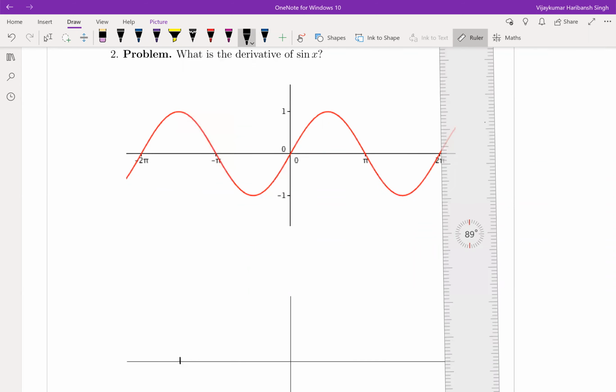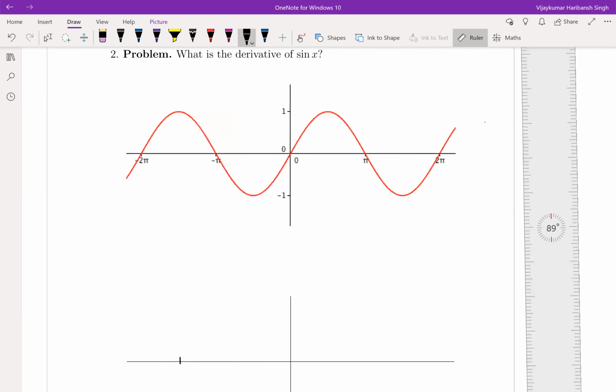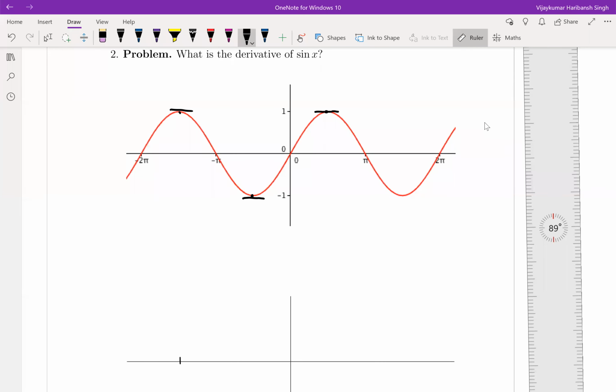Note that the derivative is the slope of the tangent line. Here the tangent line is horizontal, so the slope of the tangent line is 0. Similarly, here the slope of the tangent line is 0. Similarly, here the slope is 0. And here also the slope of the tangent line is 0.